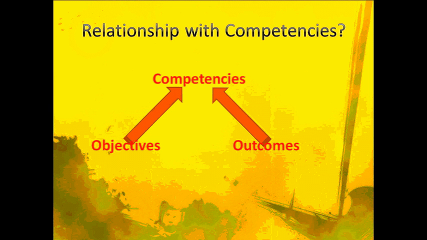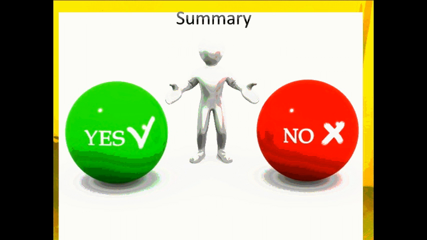So to summarize, are student outcomes the same as learning objectives? They're defined very similarly, yes, but they are different in terms of one is dealing with intentions and the other is dealing with the output of what we want students to be able to do.